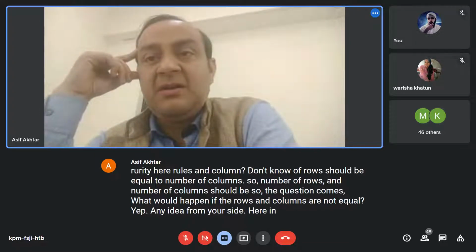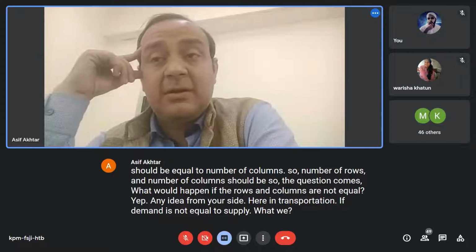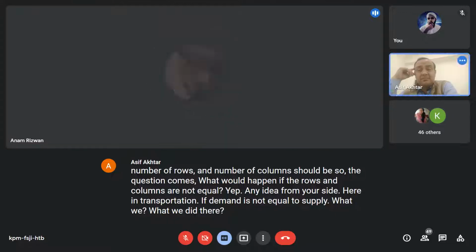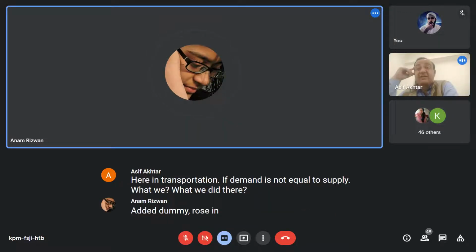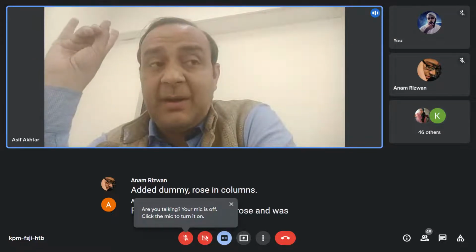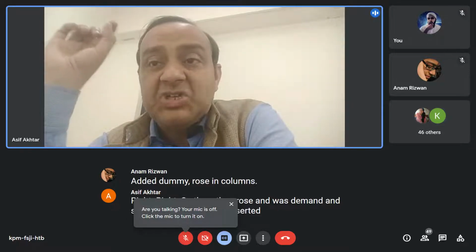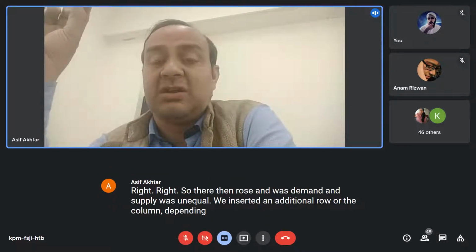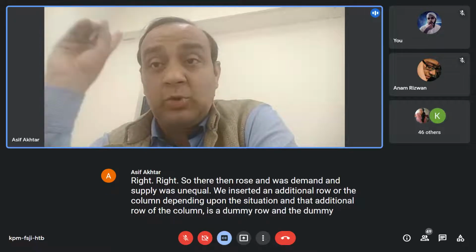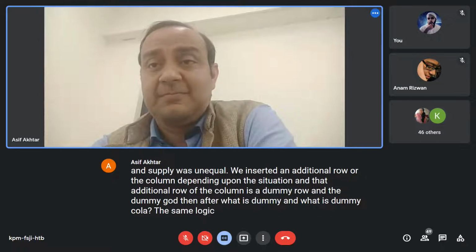अच्छा ये बताइए, in transportation, if demand is not equal to supply, what did we do there? So we added dummy rows and columns. Right. So there, when demand and supply were unequal, we inserted an additional row or column depending upon the situation, and that additional row or column is a dummy row or a dummy column. मैंने आपको दिखाया भी था what is dummy row and what is dummy column. The same logic applies here.